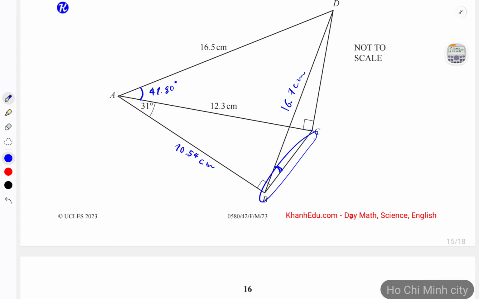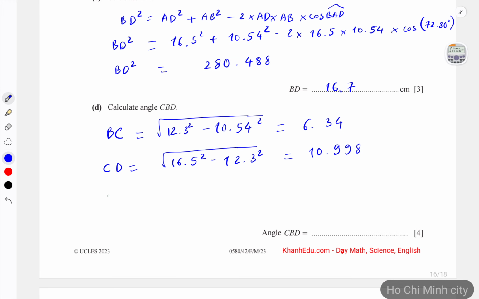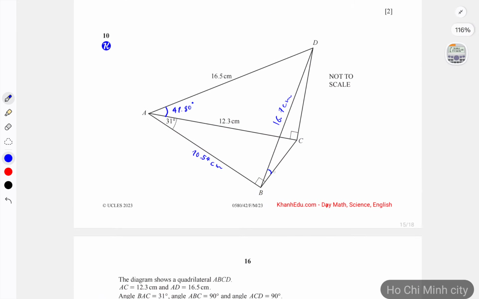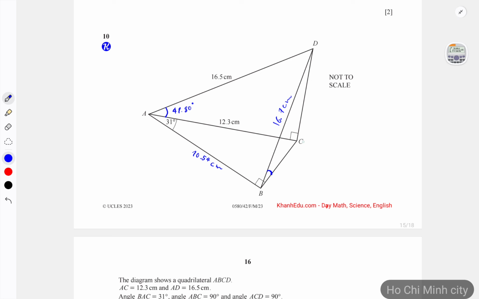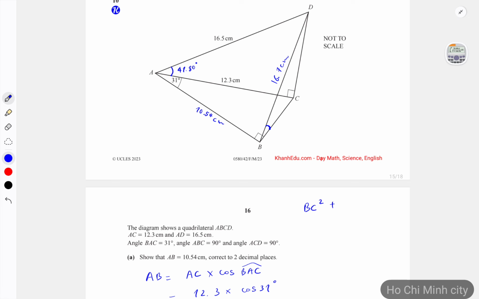All right, so now we know the BC, the CD, and BD. So we know all of the 3 sides of the triangle. Then we can easily work out the size of this angle, the angle CBD. The cosine of this angle is going to be BC squared plus BD squared minus CD squared, divided by 2 times BC times BD.